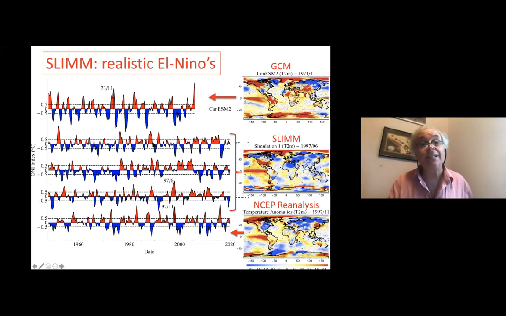And you can actually see that SLIM has a more realistic El Nino pattern. In fact, these are the patterns, and it's more realistic than the reanalyses. Here you see these are really a bit too strong. So it's very tough for a GCM to do this well.